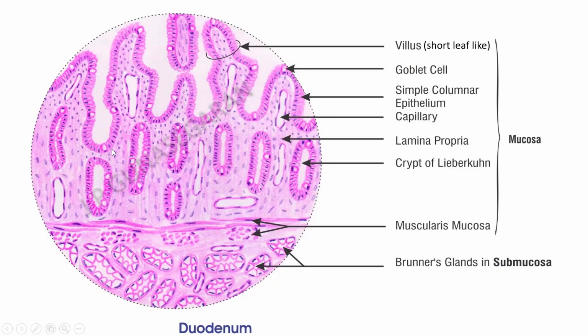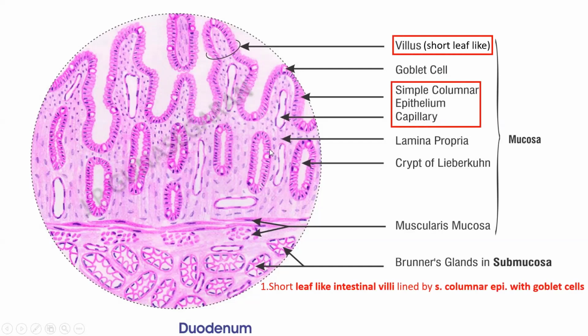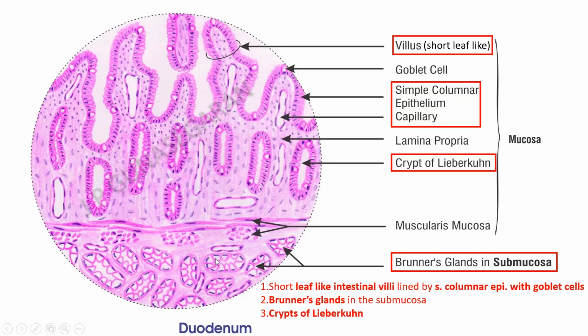This is a H&E drawing of duodenum, which can be identified by the presence of short leaf-like intestinal villi lined by simple columnar epithelium with goblet cells, Brunner's glands in the submucosa, and of course the cross sections of crypts of Lieberkühn in the lamina propria, which are not only seen in small intestine but also in the large intestine.